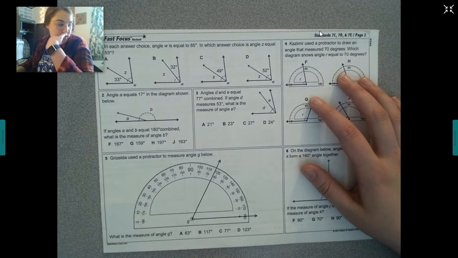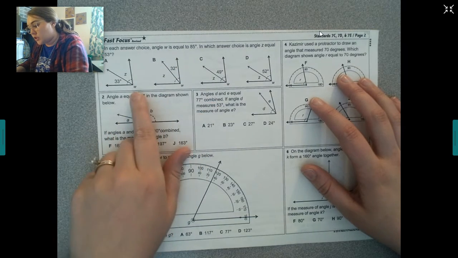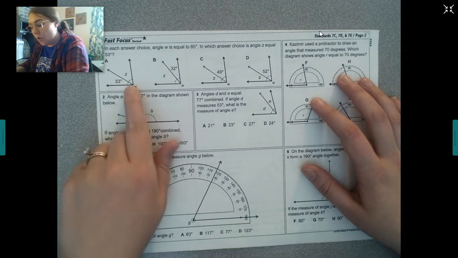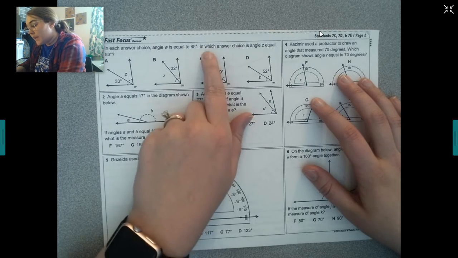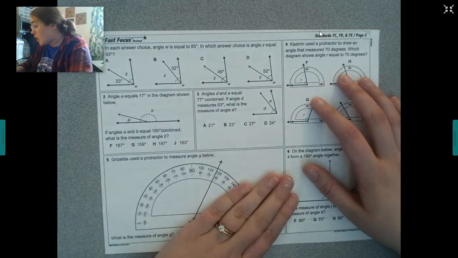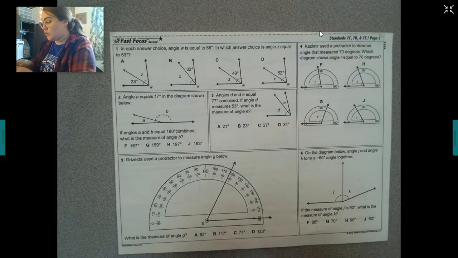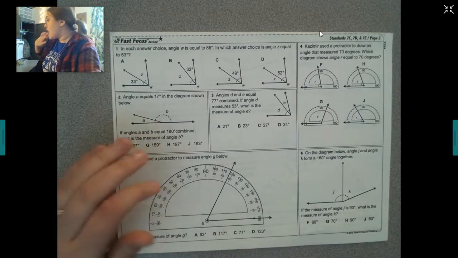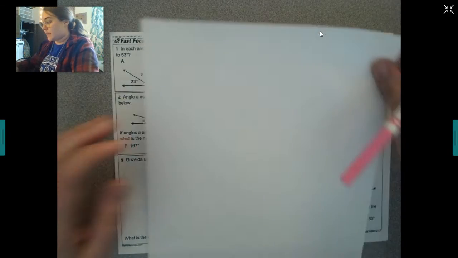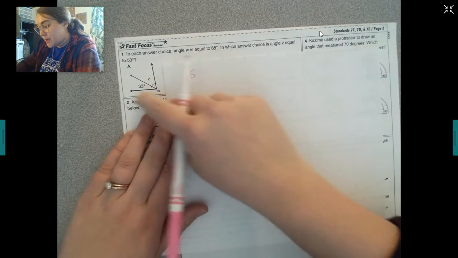It says in each answer choice, angle W is 85 degrees. So angle W means the whole big kahuna. So in which answer choice is angle Z equal to 53? So they're just doing things a little bit backwards. They are giving you, and I'm going to write this off to the side because I don't want to write on this paper, but they gave you 85, right? And that's the big kahuna.